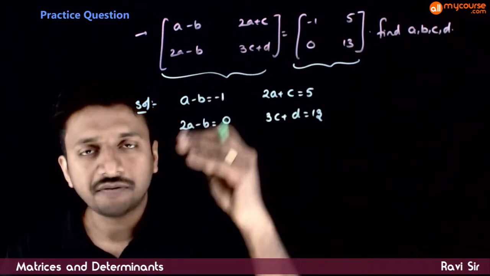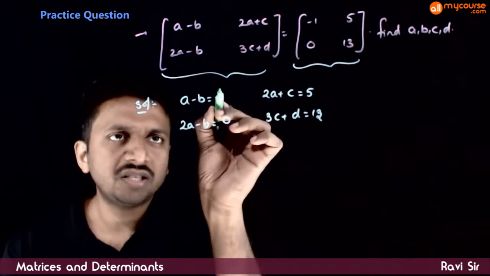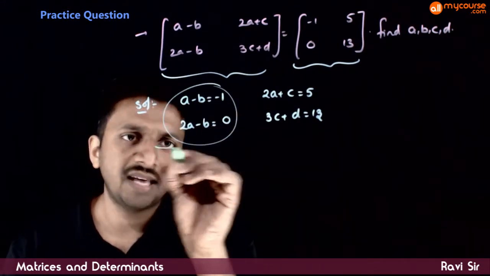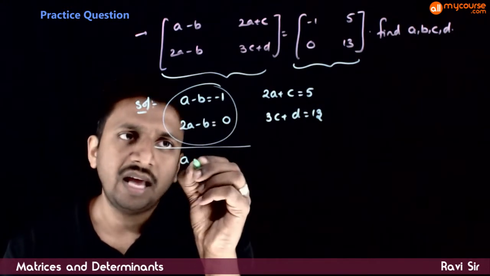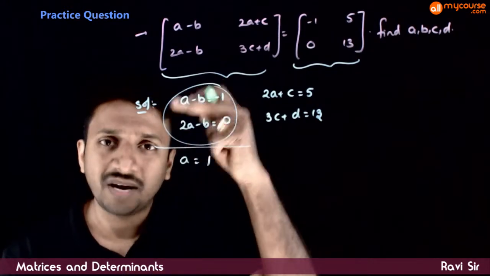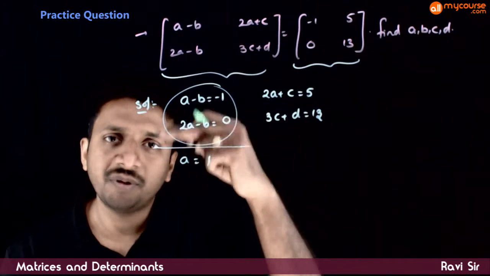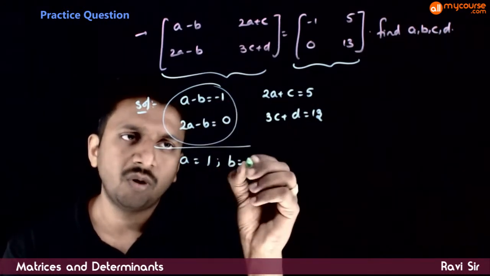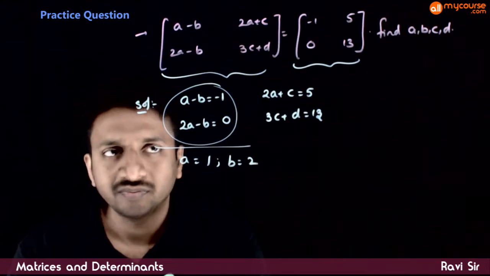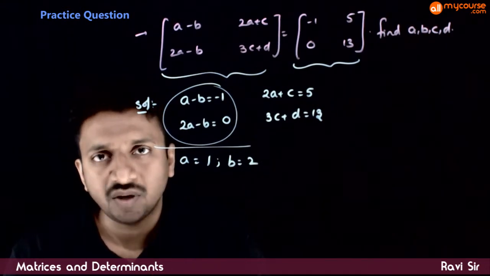So now let us solve for A, B, C, D. So these two equations look like they are equations in A and B. We'll subtract one from the other. So we subtract the top equation from the bottom equation. A is equal to 1. B is equal to 2.